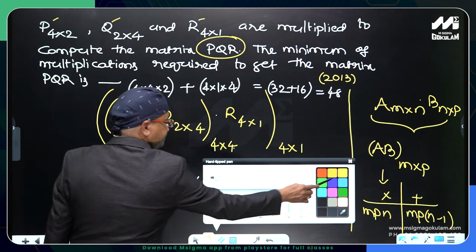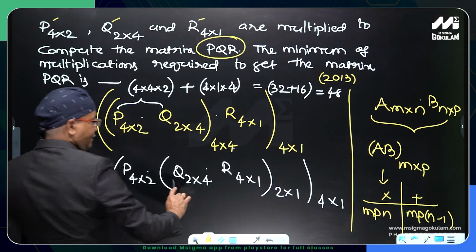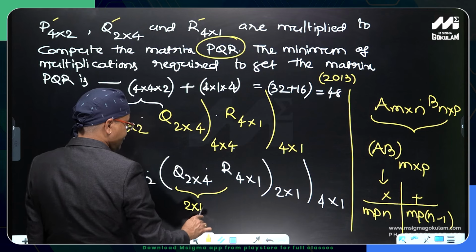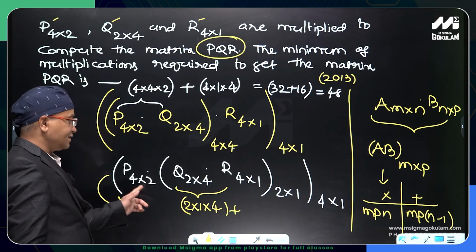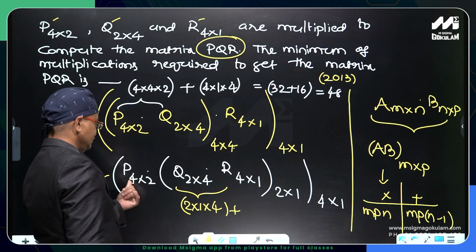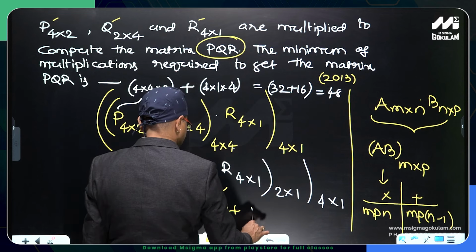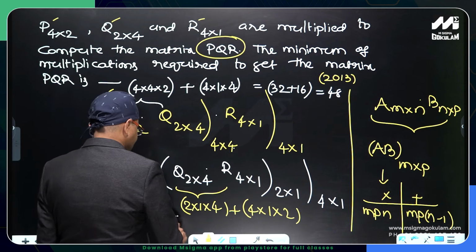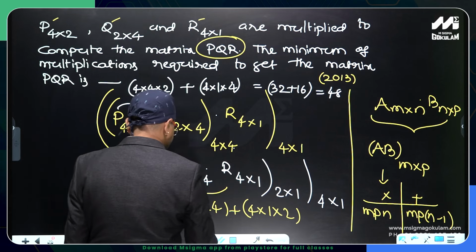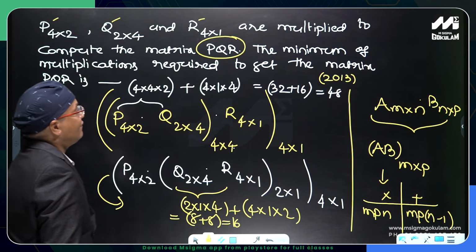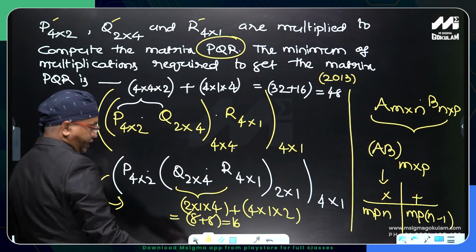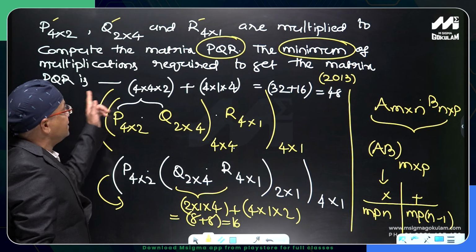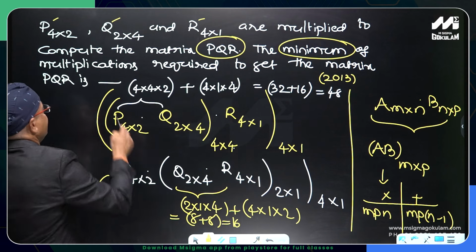But, here you observe. First, Q into R, M by N into N by P. 2 into 1 into 4, these two matrices, 2 into 1 into 4 times. Next, 4 by 2 into 2 by 1, M is 4, N is 2, P is 1, like that, 4 into 1 into 2. 4 by 2 into 2 by 1, then simplify, it is 2 into 4, 8. Here also 8. Total 16 times only. Where is the least number? In this process, 48 times required. In this process, 16 times only required. So, the minimum number of multiplications required is 16, but not 48. Answer 16.